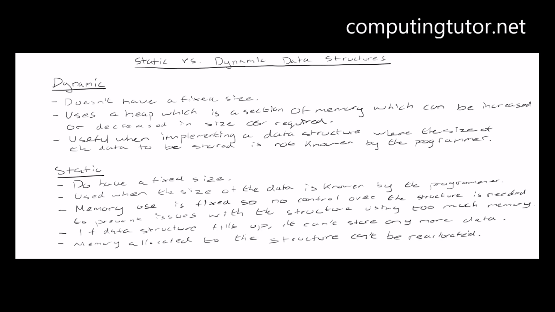Okay, so that's just a brief overview of what a dynamic data structure is and what a static data structure is, and the differences between them. And this will be useful to refer back to if you're watching some of my tutorials on the specifics of different data structures such as queues, stacks and things like that, about what the advantages are of dynamic and static.